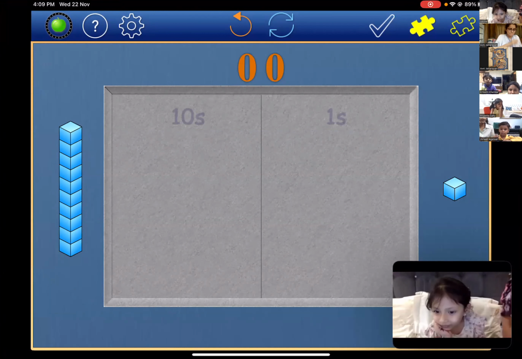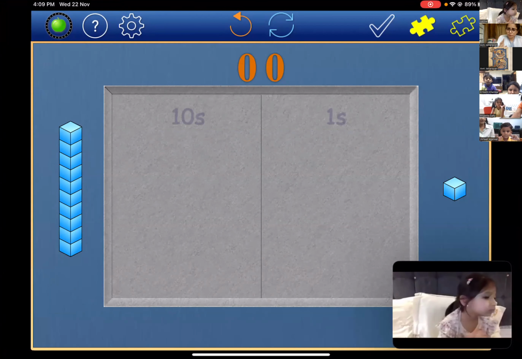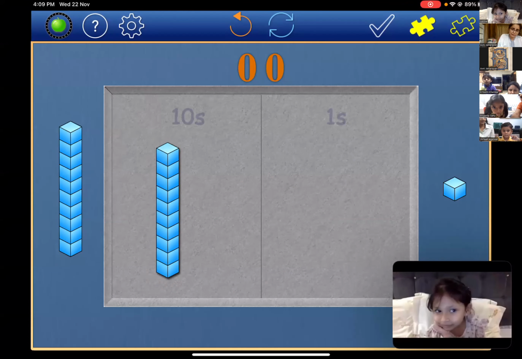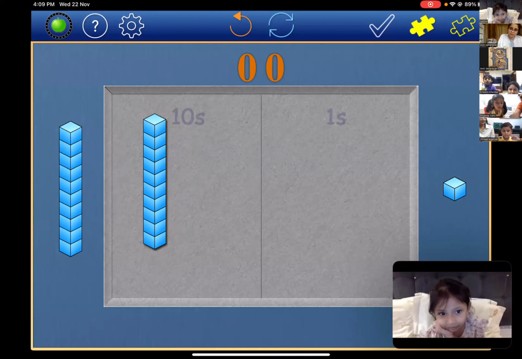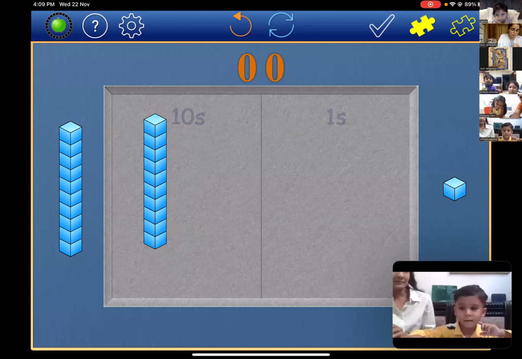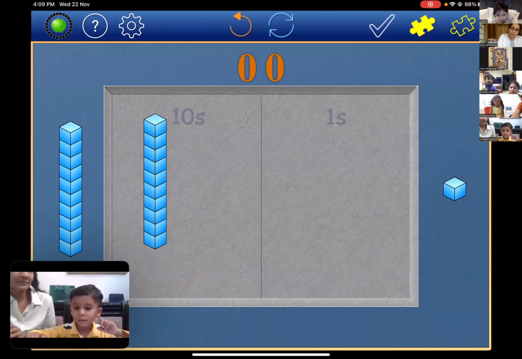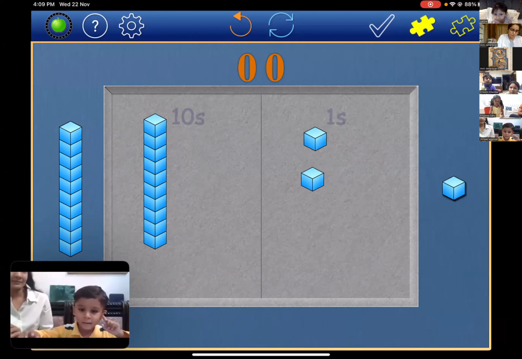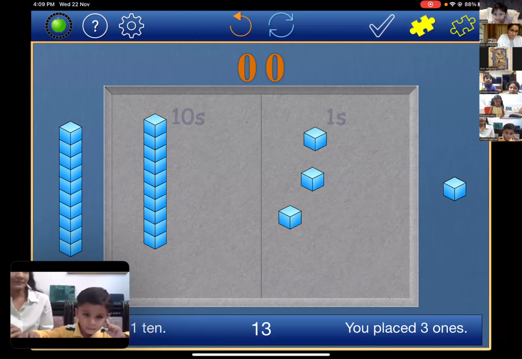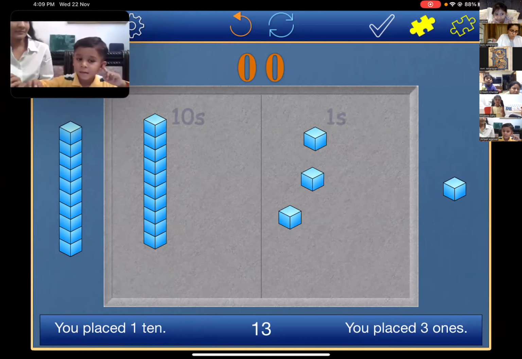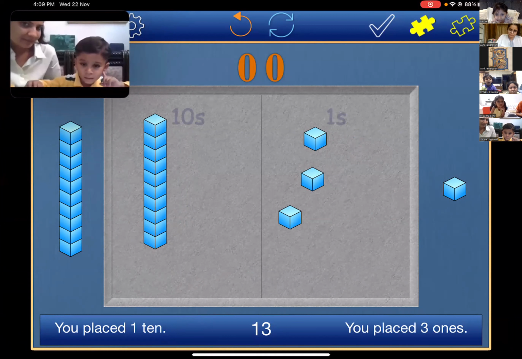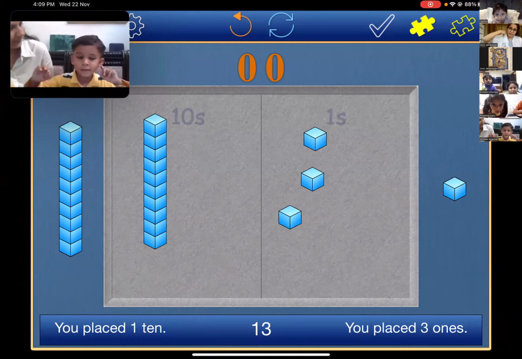Shriyan, let's make the number 13. Okay? So how many rods will I need? How many bundle of 10 will I need? One. Okay. And how many ones am I going to need? 3. So this is number 13. You can even read down below. You placed 1 ten, you placed 3 ones, and together it has made the number 13.